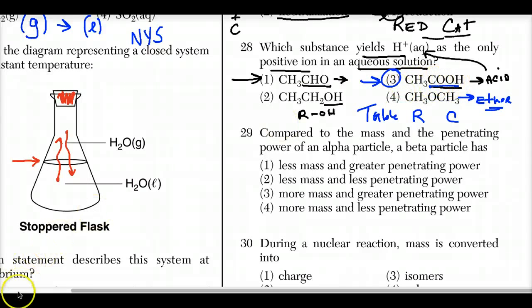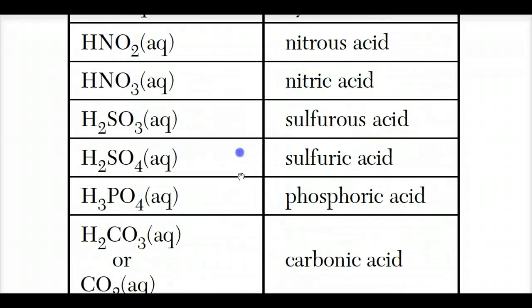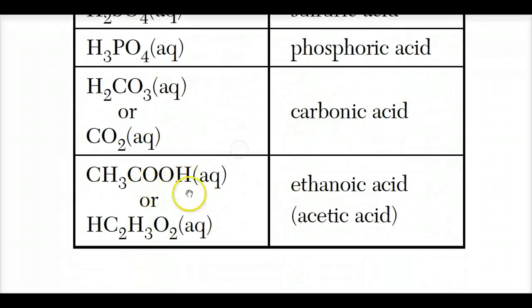Let's take a look at those reference tables. So there is Table K, all the common acids you will probably see. And there it is, the COOH group, ethanoic acid. It's vinegar, acetic acid, with an H in front. This is the structural formula. This is the molecular formula. It's an organic compound.